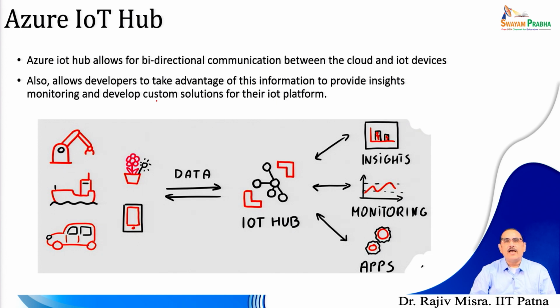So, let us see about the Azure IoT Hub. Azure IoT Hub allows bidirectional communication between the cloud and the IoT devices. So, this is an Azure IoT Hub. It allows bidirectional communication between the cloud and IoT devices. It also allows the developer to take advantage of this information to provide insight, monitoring and develop custom solutions for their IoT platform.